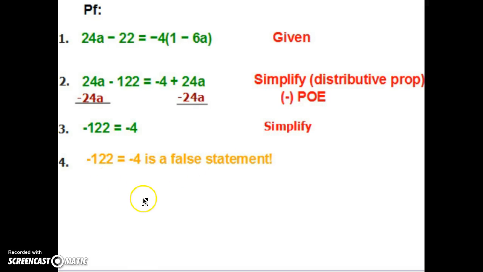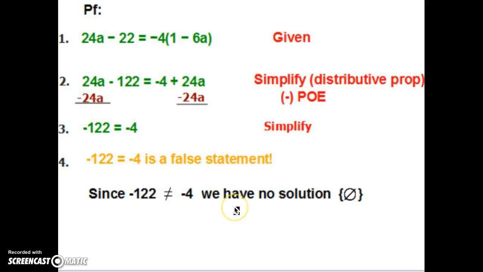From here, we notice that, wait a minute, negative 22 is not equal to negative 4. That's a false statement. So, since negative 22 is not equal to negative 4, we have no solution. So we QED the proof. At the end of proofs, we write QED.